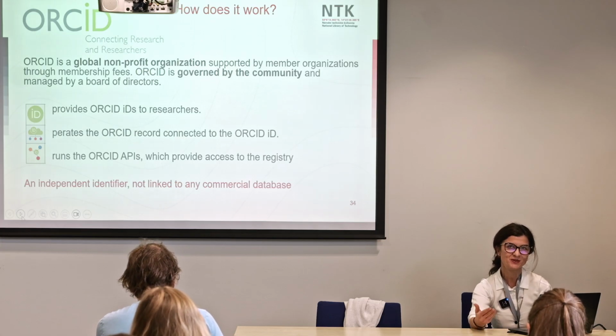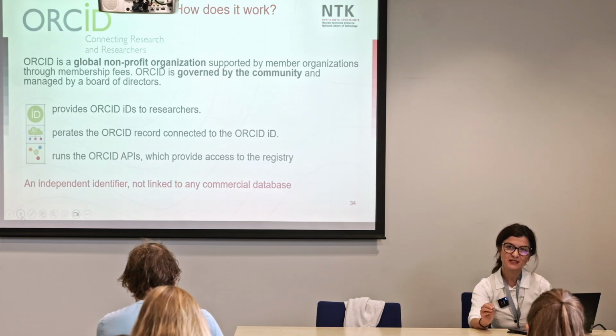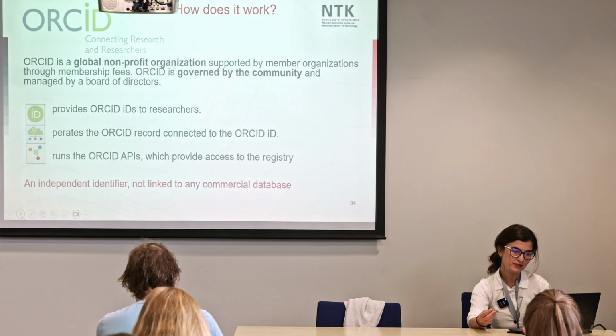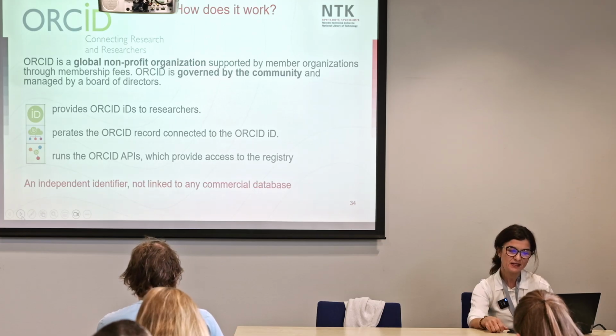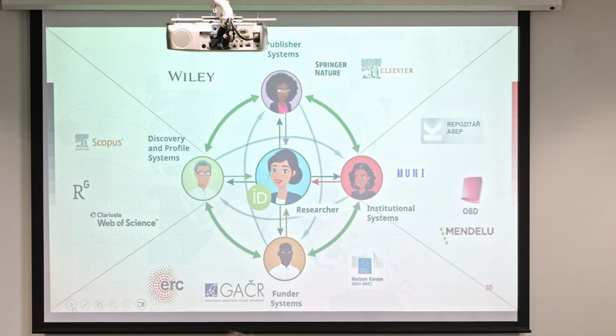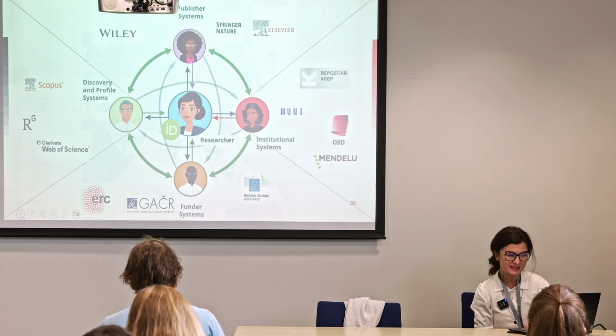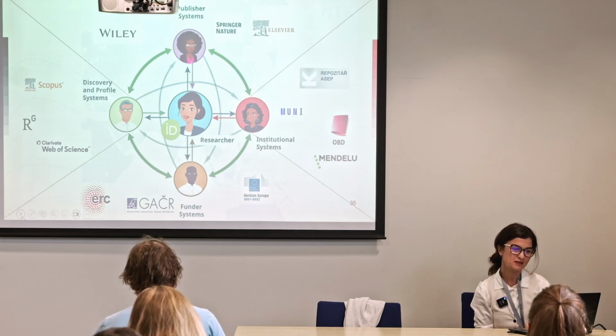What is the difference between ORCID ID and other identifiers? The main difference is that ORCID is an independent identifier which is not linked with any commercial database. Here there is a simple picture with the researcher in the middle with his or her ORCID ID, and it shows how ORCID ID can be shared between the ecosystem. So it is provided to the institutional systems, it is shared with the funder systems, it is shared with the discovery and profile systems, and it can be shared with the publisher systems.